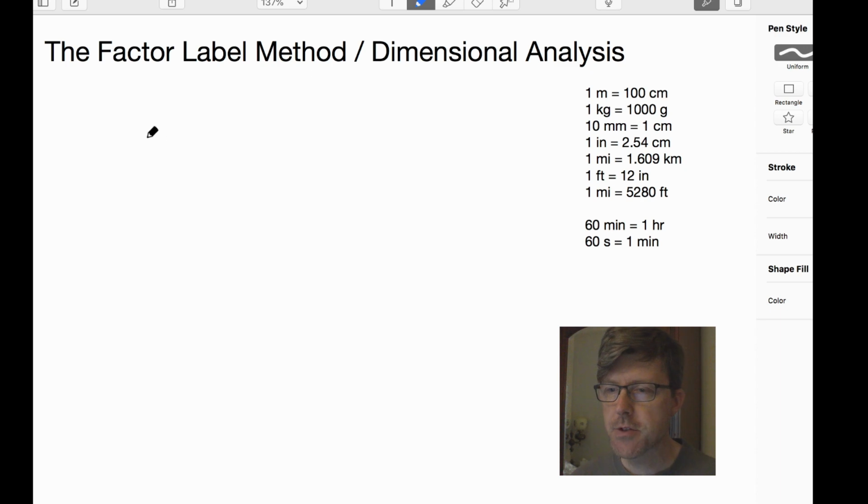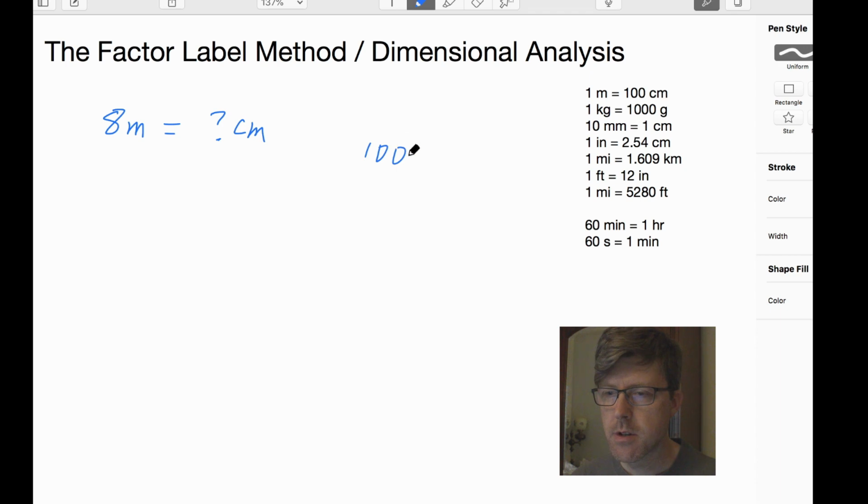But the first thing we got to know about converting units is that, let's say you had something that was 8 meters and you wanted to convert that into centimeters. Well, the first thing you got to know is whether I'm going to multiply or divide. And so really what this whole method here is about is telling us whether we multiply or divide by these conversion factors.